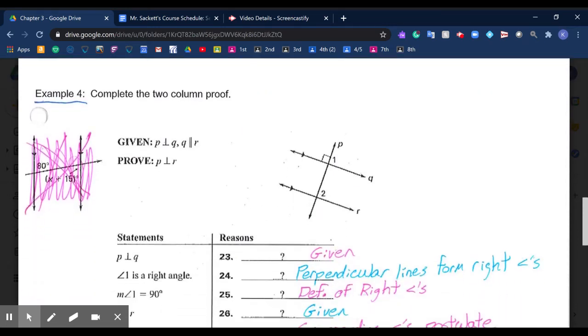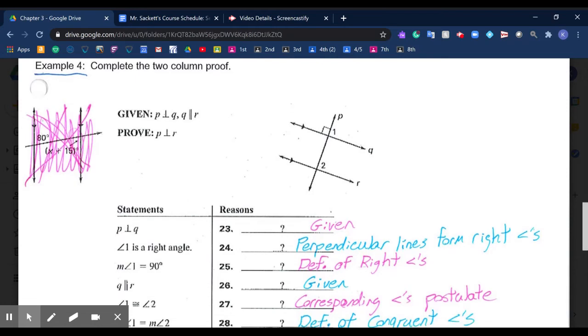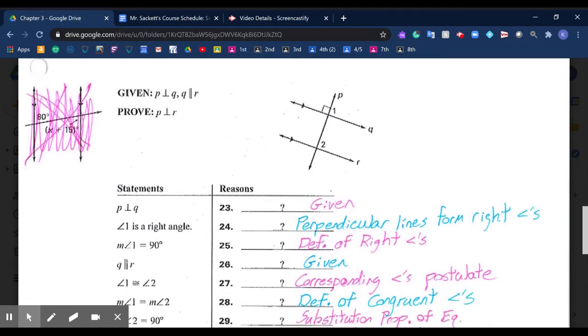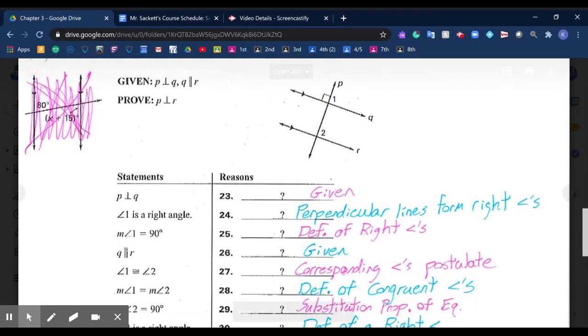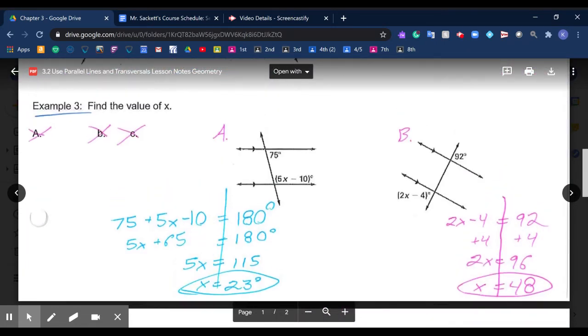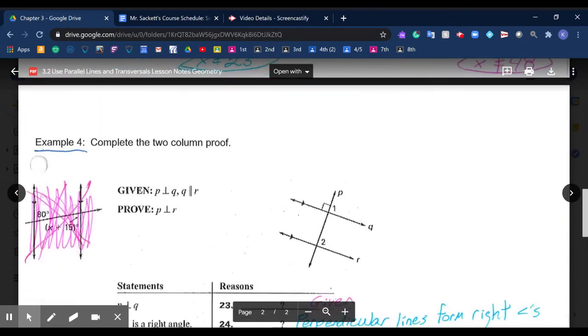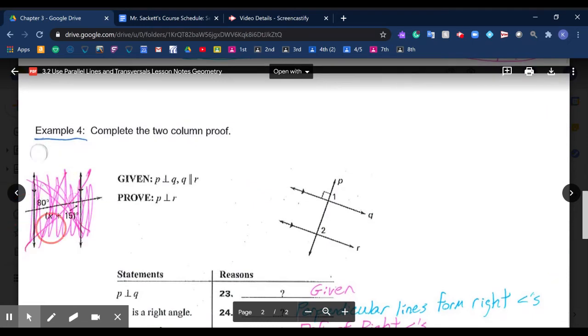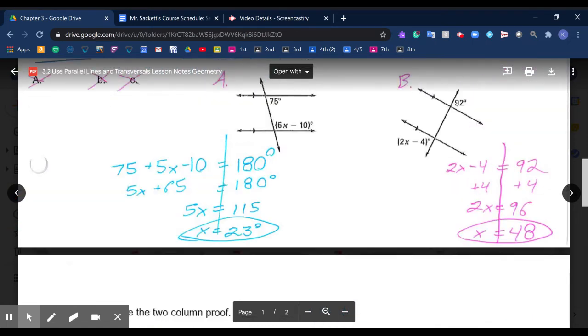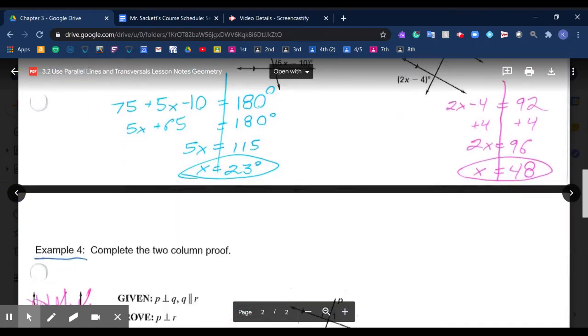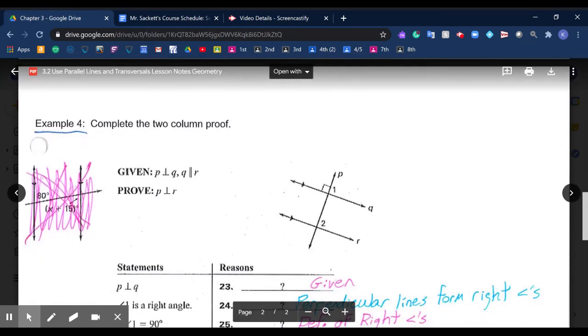And then in example 4, we're going to complete the two-column proof. So I'm skipping part C from the previous example. Mine got misformatted and C got shifted down here. So I'm just going to skip that one, only doing A and B up here. So just cross that one off.